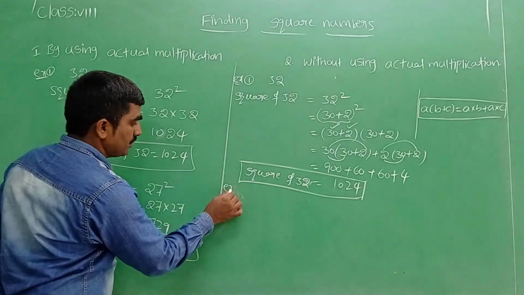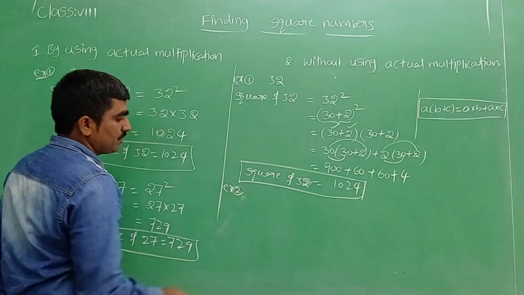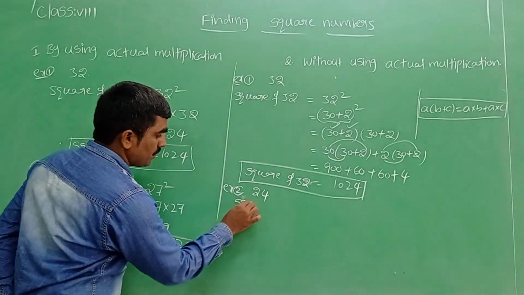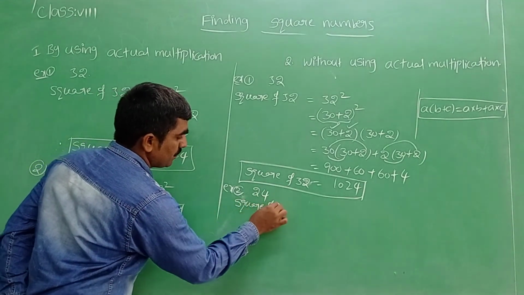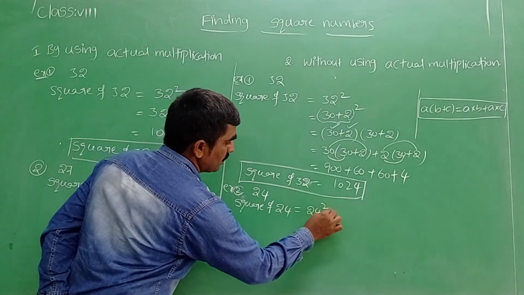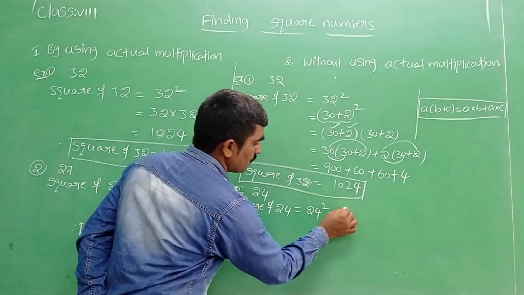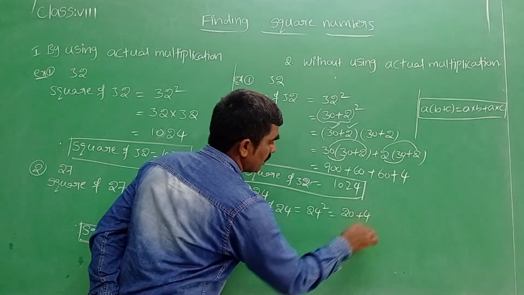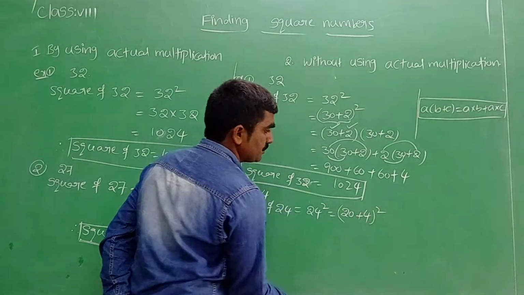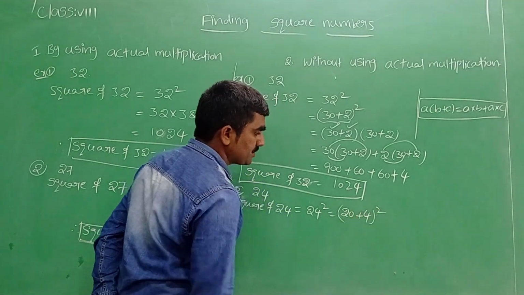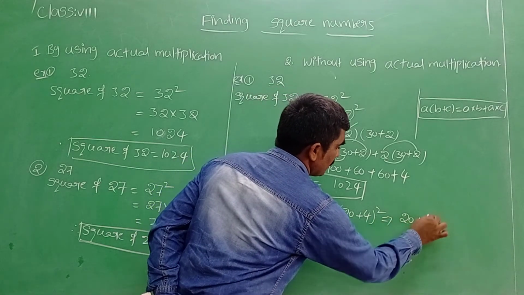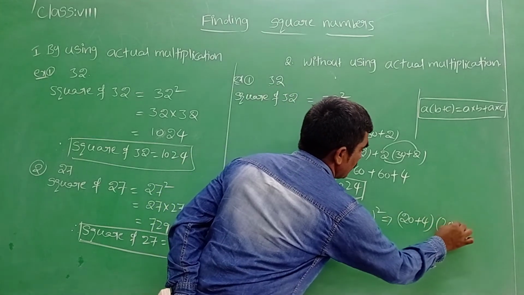Let's see one more example. Now let me take 24. I want to find the square of 24. How can I write this? 24 squared. We can write 24 as 20 plus 4, so we make it a whole square. Now power 2 means the base multiplied by itself 2 times. We write 20 plus 4 into 20 plus 4.